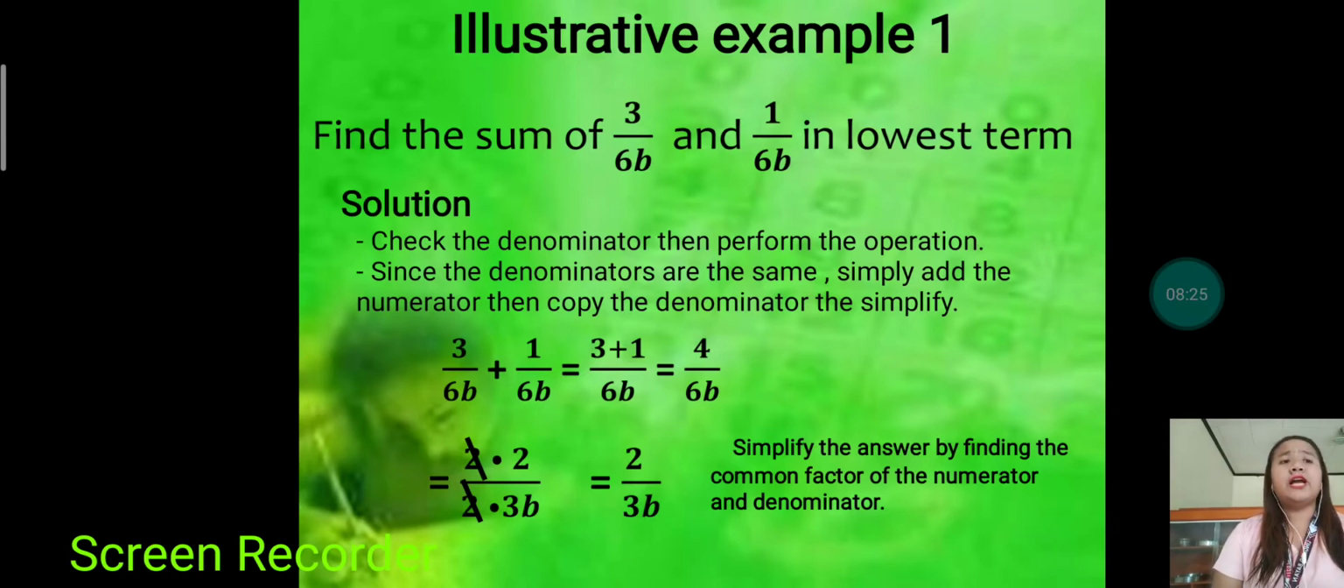It is easy for us to find the sum or the difference of rational algebraic expressions if they are similar. So, we're just going to perform the addition or subtraction in the numerator and copy the common denominator.